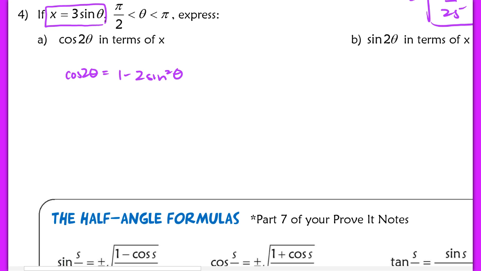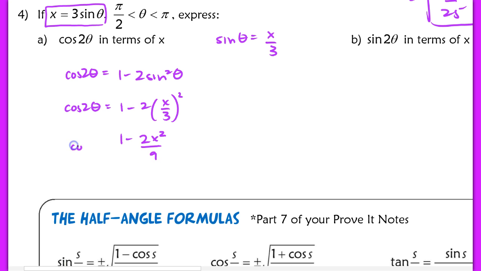So I'm going to isolate sine theta first. So I have sine of theta is equal to x over 3. And I'm going to make that substitution in here. So I have cosine of 2 theta is equal to 1 minus 2 times x over 3 squared. So 1 minus 2x squared over 9, so 2x squared ninths. Okay. So this is the cosine of 2 theta expressed in terms of x.